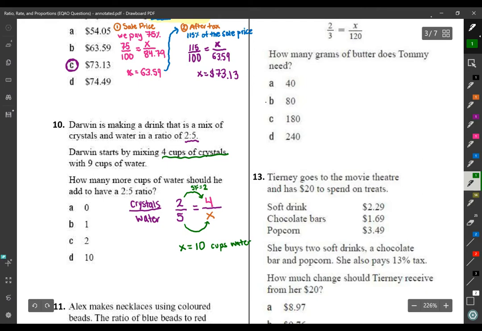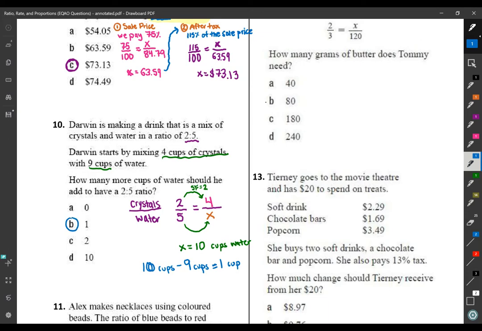Okay? But Darwin has already added 9 cups. So how many more does he need? Well, 10 cups minus 9 cups is equal to 1 cup. So he needs to add 1 more cup of water in order to have that 2:5 ratio.